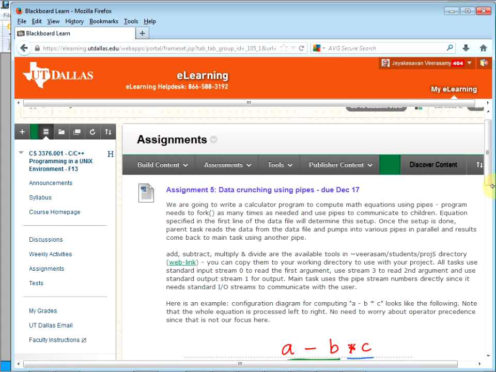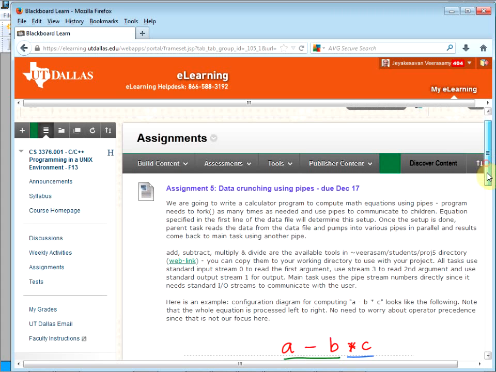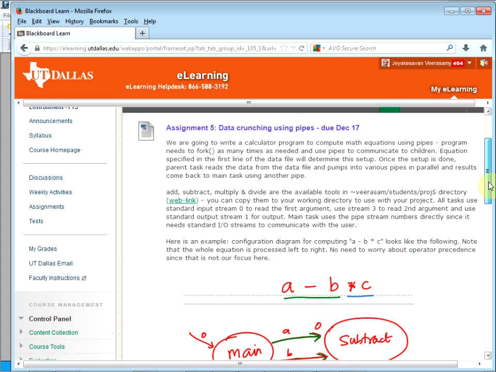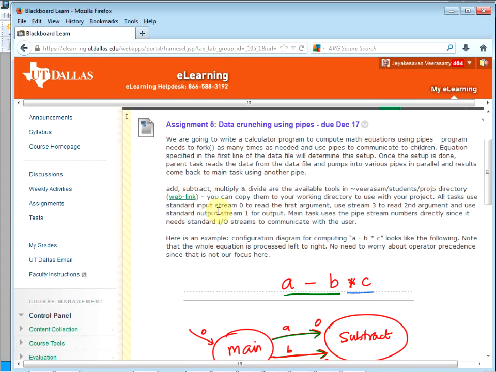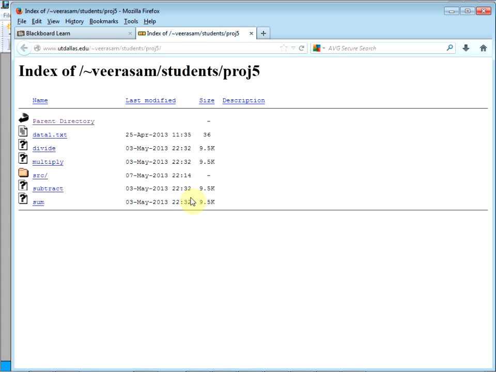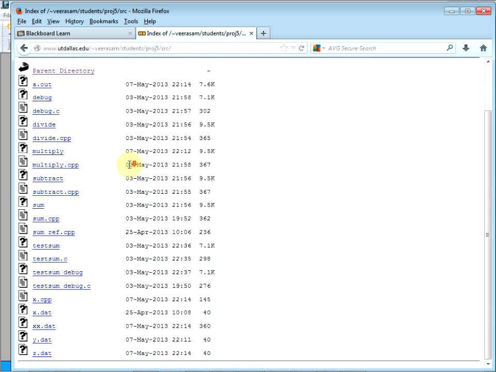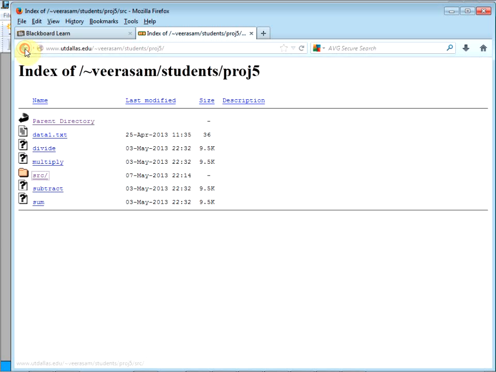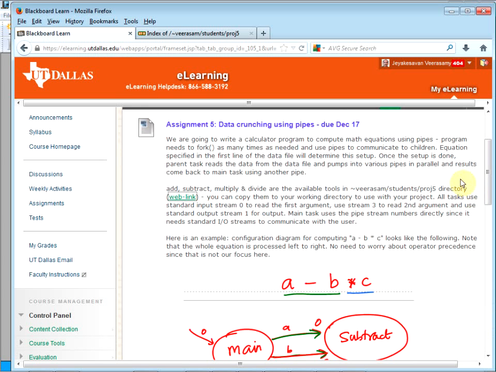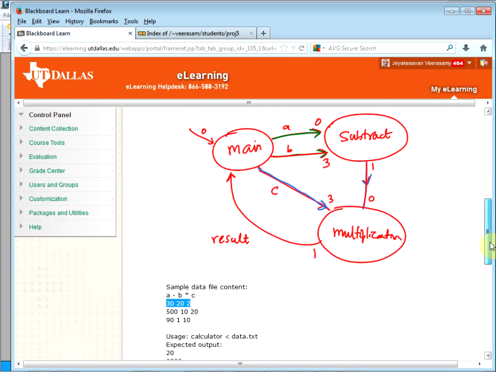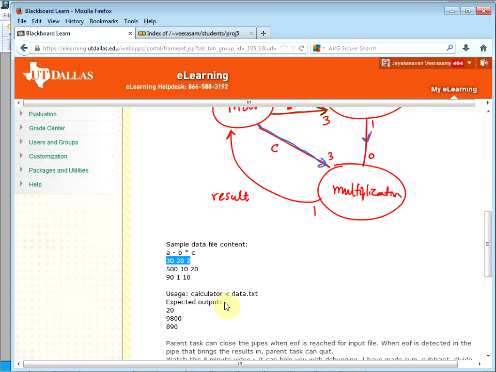And I have provided add, subtract, multiply, all the files already. Hopefully this works. Yeah. I have even provided an executable, and there's source code as well. So look into that, and the idea is that finally, you should be able to use something like this.